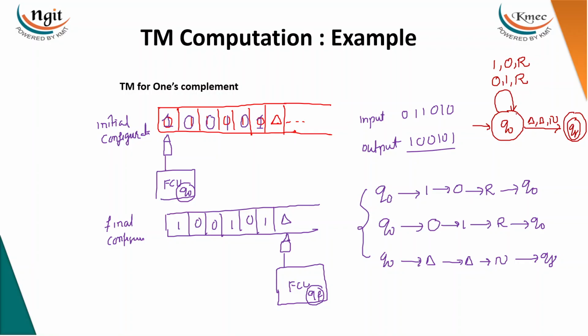Here we are not searching for anything. We are not moving left side. So we can say that performing one's complement is nothing but a partial function. Just from the initial cell we are moving only right side, we are not coming back. That's why we can call it a partial function.